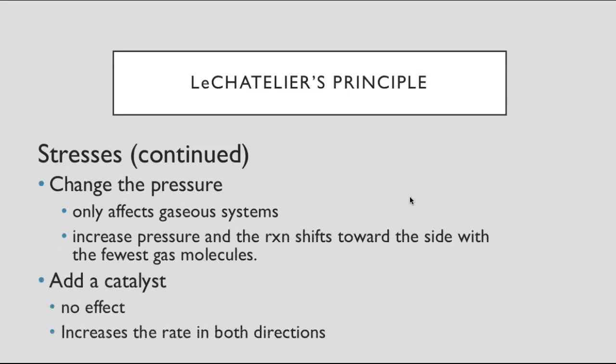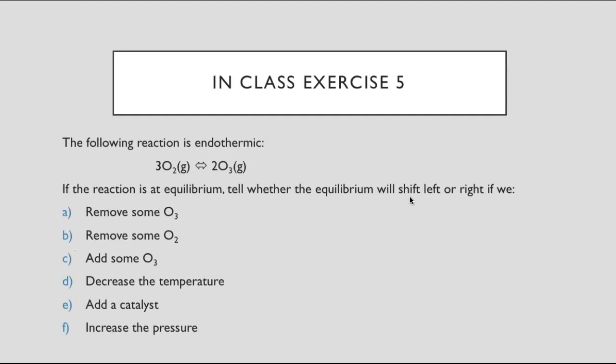And we're going to look at 2 examples. Okay, so the following reaction is endothermic. So what does that tell us about heat? Well, the fact that it's endothermic means that the reaction takes in energy as heat. Delta H is positive in an endothermic reaction, and heat is considered a reactant.